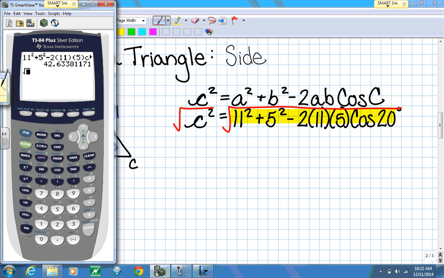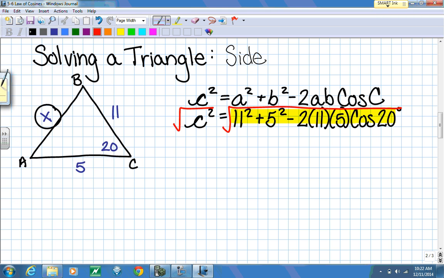I'm not going to round it off yet. I'm going to take the square root of that previous answer, hit enter, and 6.53 is what I end up with for c. And so there's our missing side. All you're doing is just plugging it right into your calculator, and that's all you need to do.